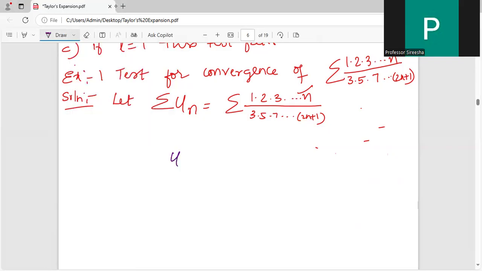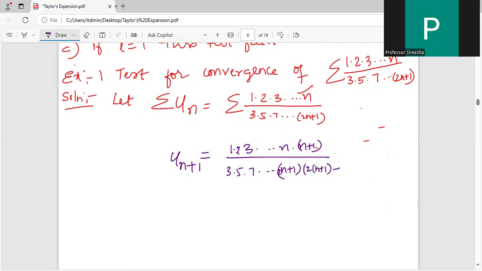Un, un is this, so un plus 1. If I remove summation on both sides, then it would be the nth term. If summation is there, then it is the sum of the series. 1 into 2 into 3 into and so on, n into n plus 1 would be added on. 3 into 5 into 7 into so on, the 2n plus 1 term. So 2 into n plus 1 plus 1, so it would be what? 2n plus 2 plus 1 would be 2 plus 1, it would be 3.